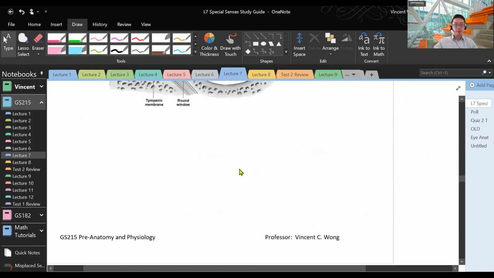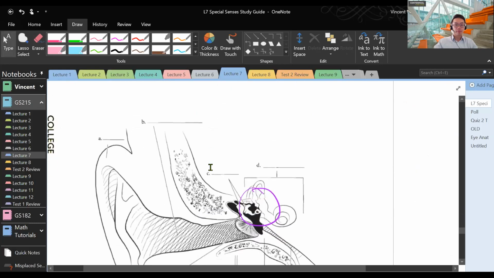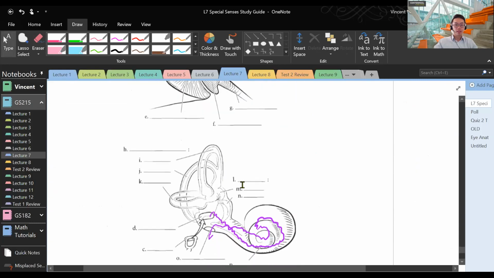Probably better if you look at the professional drawing, which is right here. Right, you can see the 3 semicircular canals. We have the anterior one here, nodding your head. We have the posterior one, tilting your head. And then we have the lateral one, shaking your head. All right.